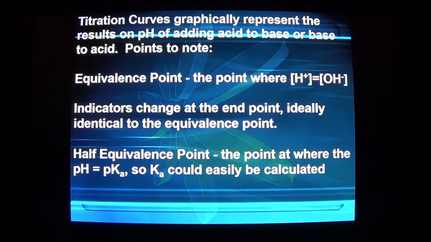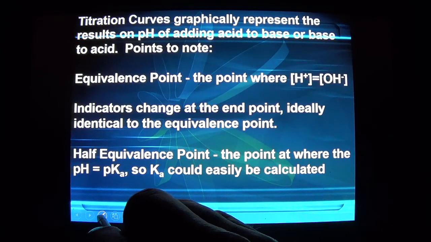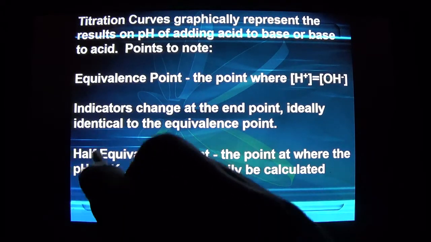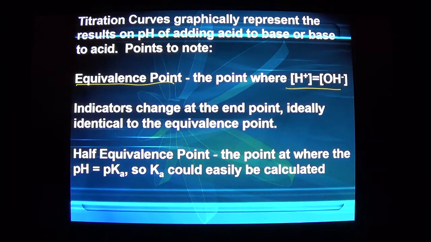So when we do titration curves, there are things that you want to be sure you notice. There is the equivalence point. Now the equivalence point, please listen and catch the vocabulary and memorize. Equivalence point is where the amount of acid and base are equal. In other words, the amount of hydrogen ion and the amount of hydroxide ion have been equaled.